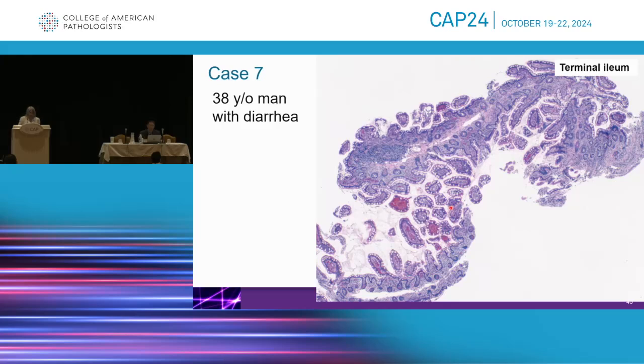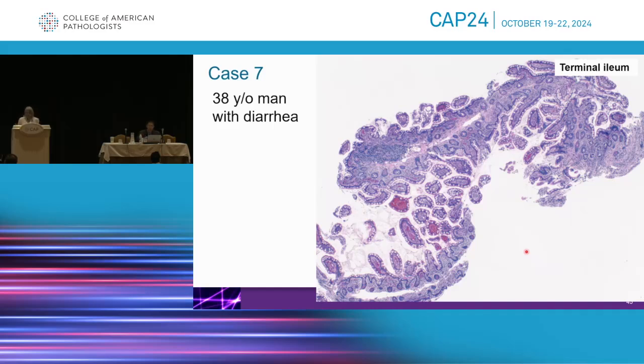All right, moving on to case 7, and we're going to get into some small intestine now. This is a 38-year-old man with a history of diarrhea, and this is like busy everyday practice, right? This is low power. You're looking at this and you say, this is normal. This is your terminal ileum.